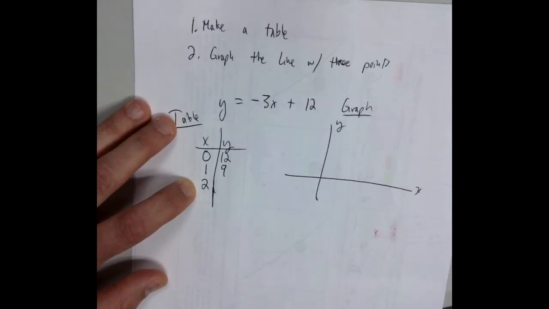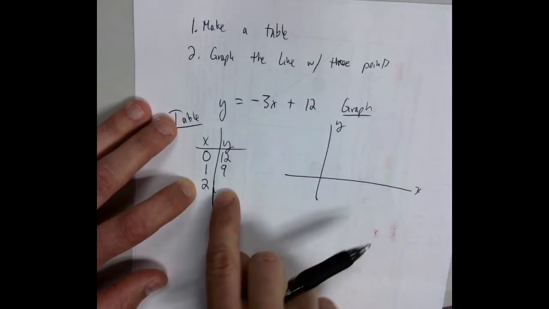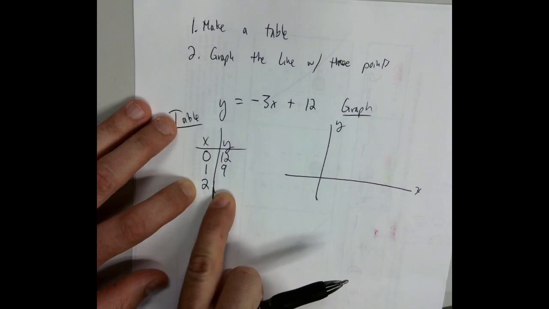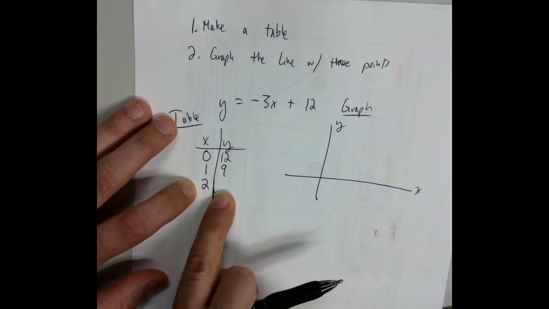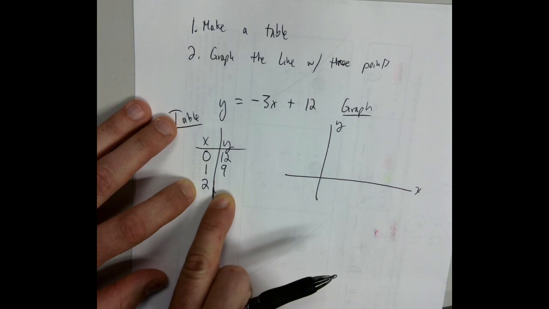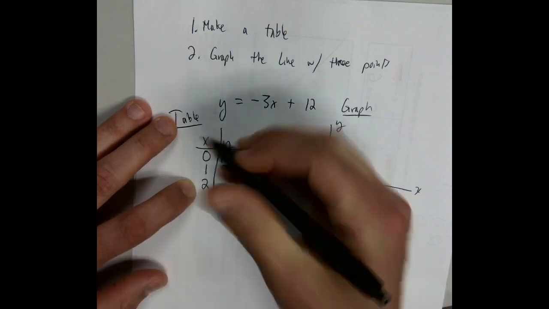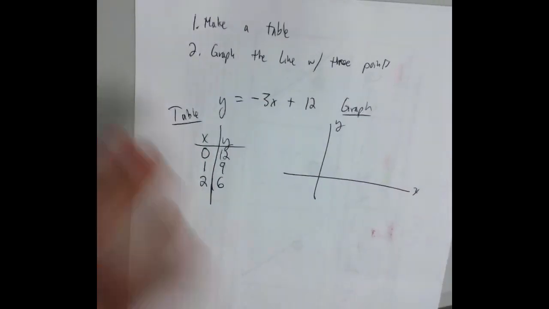Luke, I only want to hear from Luke on this one. Can you tell me what this next number would be? Are you sure, or are you just trusting Finley? Is Finley the kind of guy who would lead you astray? 6. It is 6. He's right. Now, how do we know that?